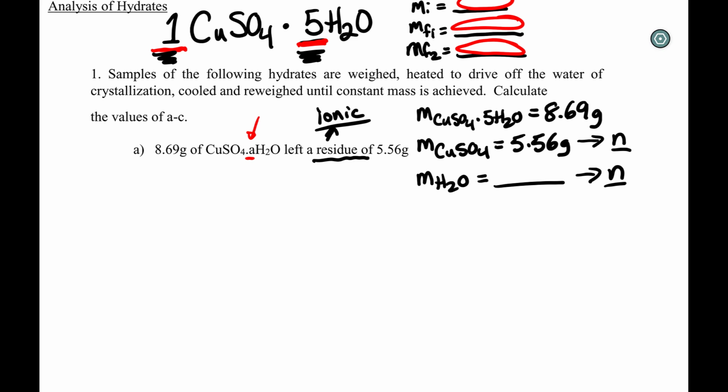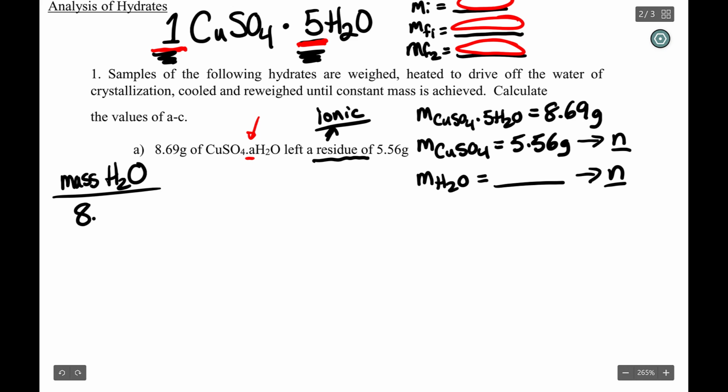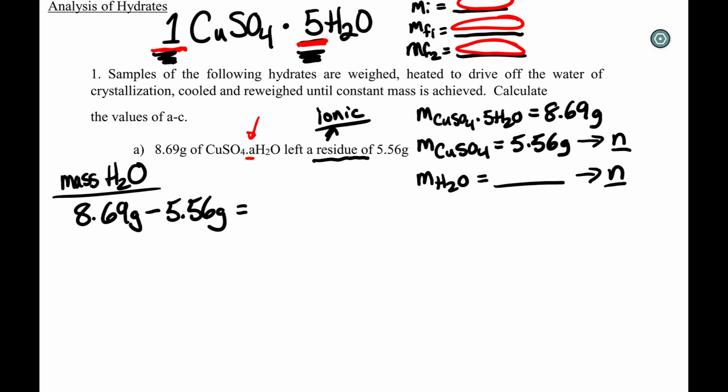So let's start with figuring out first the mass of water. To figure out the mass of water, I have to take the mass of the hydrate, 8.69 grams, and subtract away the copper 2 sulfate mass of 5.56 grams. If I do that, I will get a mass of 3.13 grams of water. So let's put that in here.